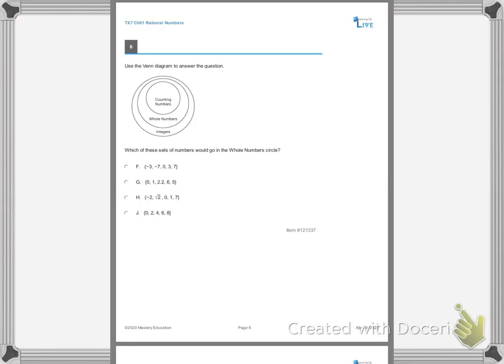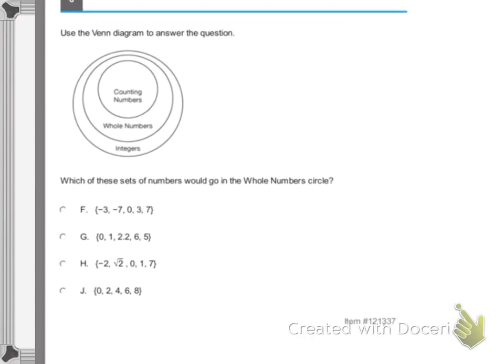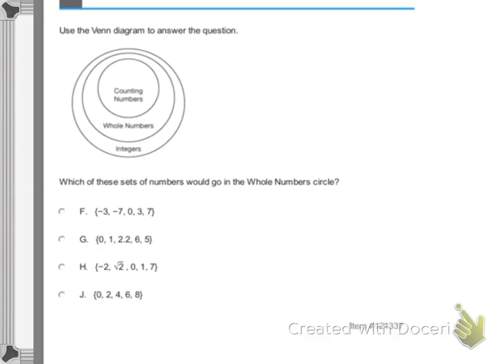Number 6. Use the Venn diagram to answer the question. Which of these sets of numbers would go in the whole number circle? Okay, so only whole numbers. Now, whole numbers are your counting numbers plus 0. Okay, counting numbers plus 0. Well, not negatives, not decimals, not a square root. Here we are. Whole numbers and 0. So the answer here is J.